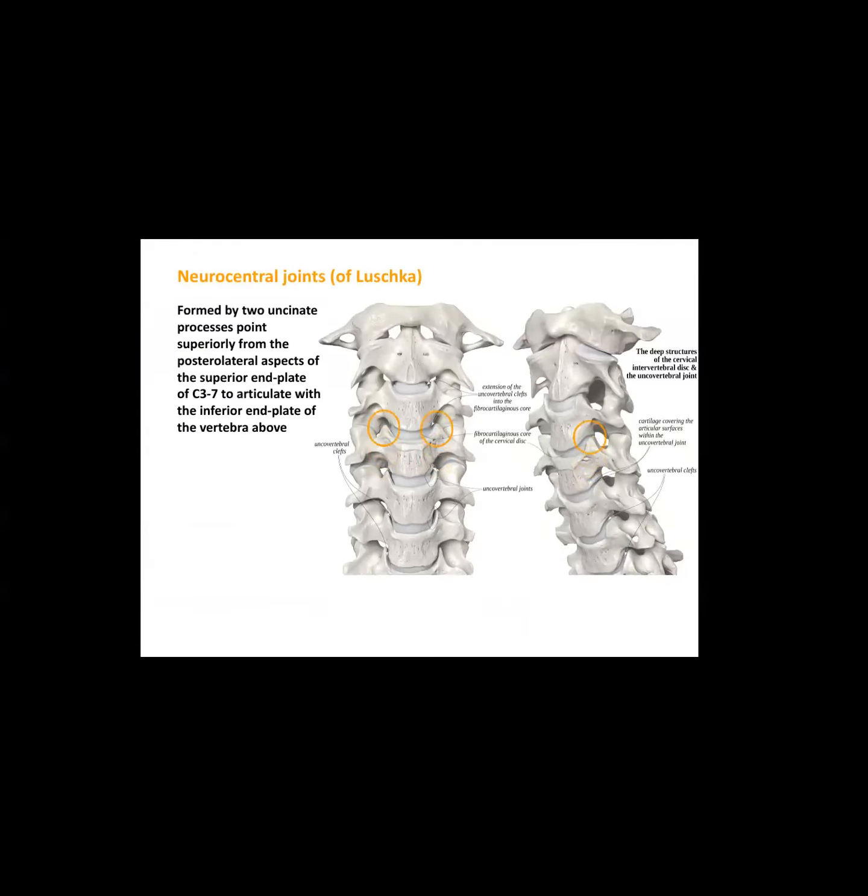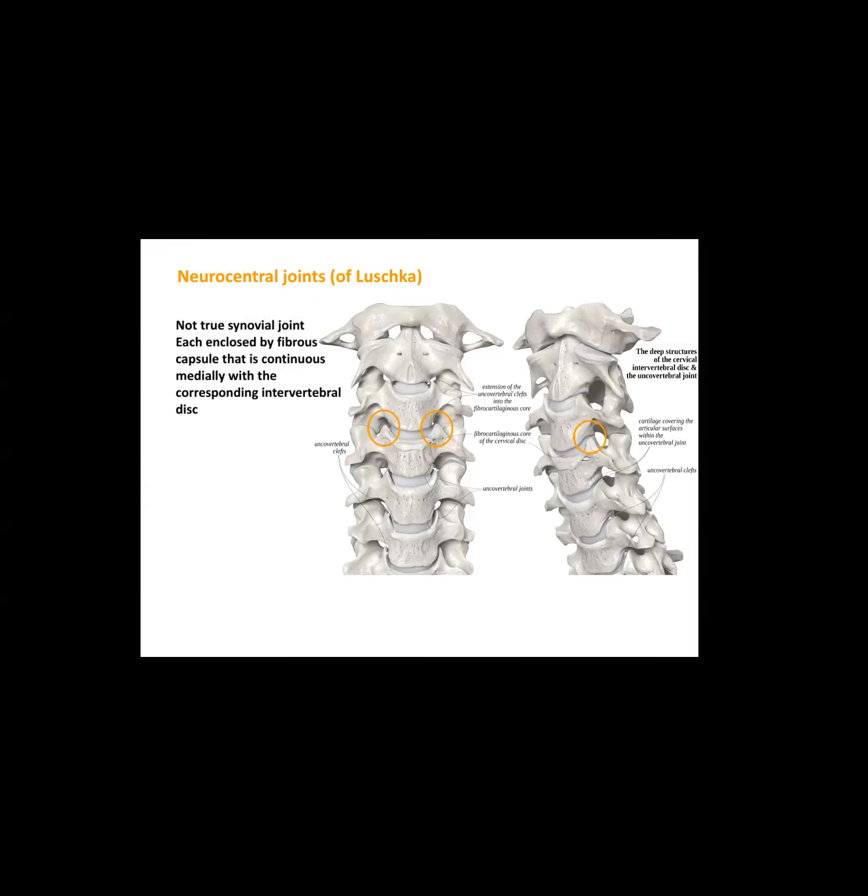The neurocentral joints of Luschka are formed by two uncinate processes, which point superiorly from the posterior lateral aspect of the superior end plate of C3 to C7 to articulate with the inferior end plate of the vertebra above. They are not true synovial joints, each being enclosed by a fibrous capsule that is continuous medially with the corresponding intervertebral disc.